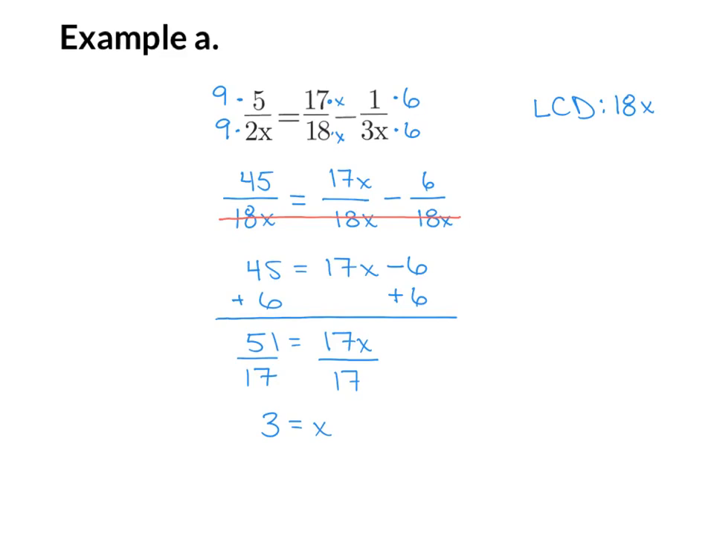We do need to check this, and remember that all we're looking for is, does this make any of our denominators equal to 0? So if we plug into the first term, 2 times 3, is it 0? No. 18 is okay, it's a constant. 3 times 3, is it 0? No. And so this will be our final solution.